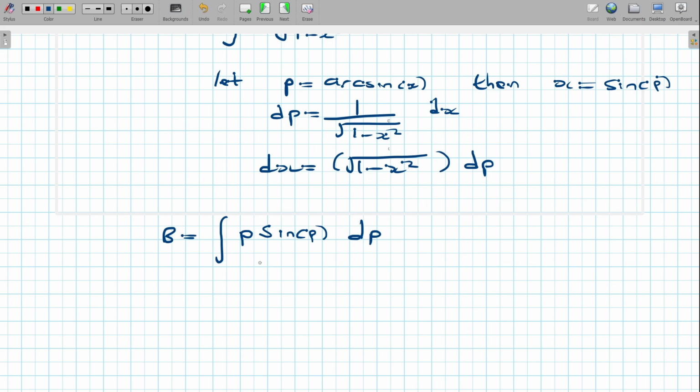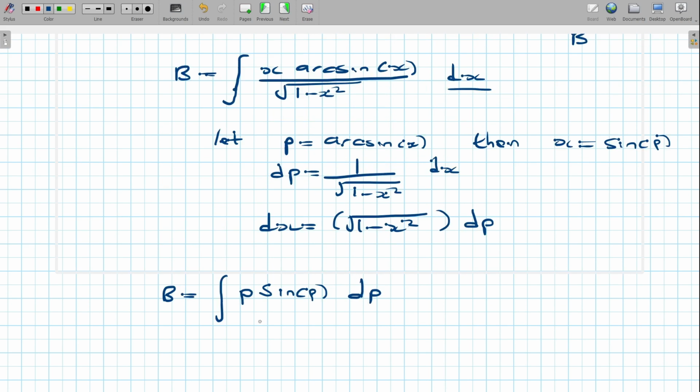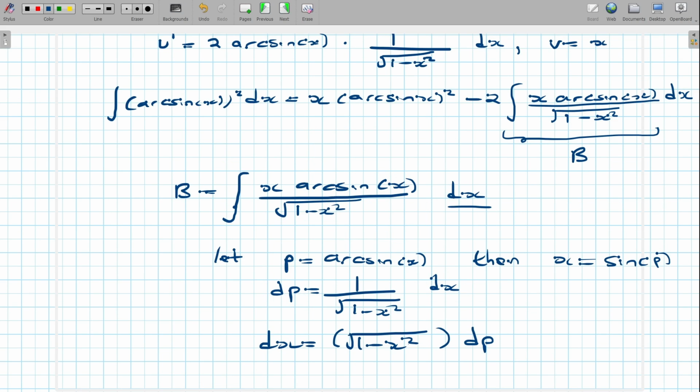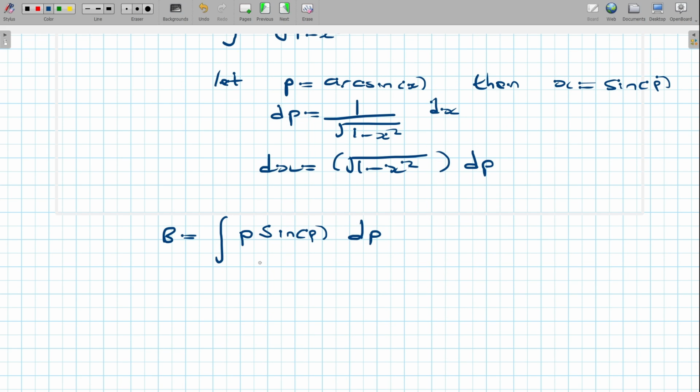Now check it out. We have a very simple function, and now we can apply our integration by parts. If we apply our integration by parts, of course we know that our u is going to be equal to p, and then our v prime is going to be equal to sine p. Because I want to be consistent, I'm going to say dp, and then u prime is going to be 1, and then v is going to be equal to minus cosine p, like so.